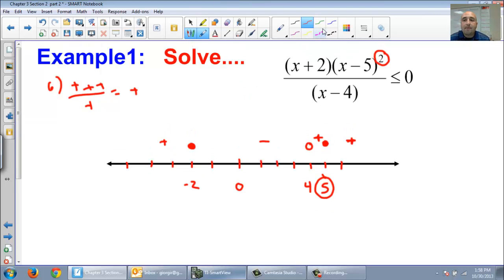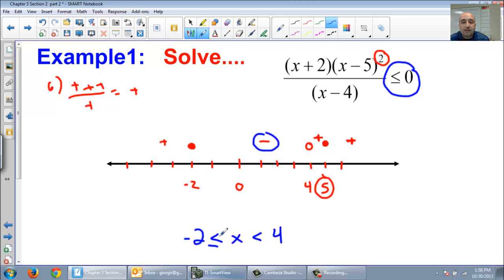Okay, so now how do I write my answer? The answers I'm looking for are when my problem is less than or equal to 0. So that would be my negative symbol. Where's my negative symbol? It's between negative 2 and 4. And I told you yesterday, x goes in the middle, symbols point to the left. Now, the only thing I have to pay attention to is which one has a bar underneath it. The negative 2 is a closed circle, so it needs the bar. 4 is an open circle, so it does not need the bar. So for this problem, there is my answer. Okay, that's example number 1.